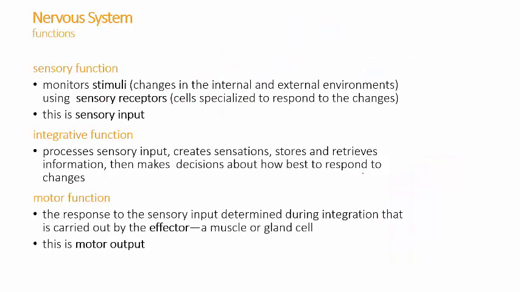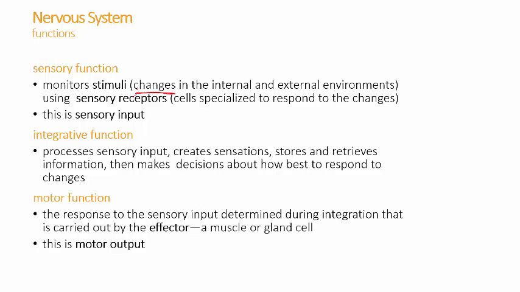So let's take a look at those 3 functions. The sensory function is all about monitoring stimuli. And when I use that term stimulus or stimuli, those are the changes that we see in the internal and external environment. So that's the stimulus, and stimuli is the plural of that. And it monitors using specialized cells that are referred to as sensory receptors. And these are cells that respond to the changes that they notice around them. And that's what we'll be looking at when we go to Chapter 12, those sensory receptors. And so we can talk about the information coming in as the nervous system monitors stimulus as sensory input.